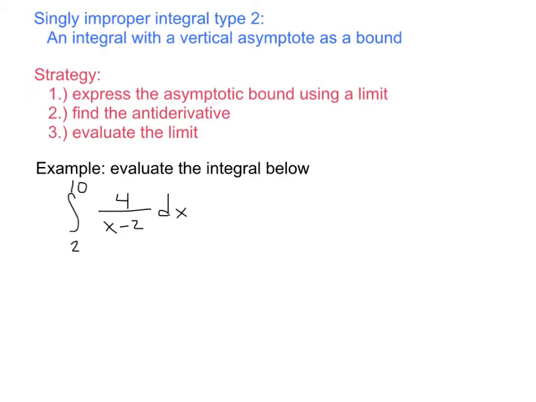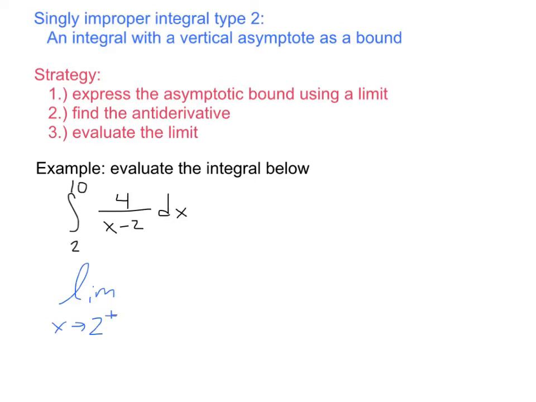Right? So here I have the integral from 2 to 10 of 4 over x minus 2. Hopefully you can tell from the x minus 2 in the denominator that this function will have a vertical asymptote at 2, which means I'm not going to be allowed to plug in 2. What I'll have to do instead is write the limit as x approaches 2, and this is potentially important. It's not a double-sided limit. If I'm going from 2 to 10, I'm approaching 2 from the right.